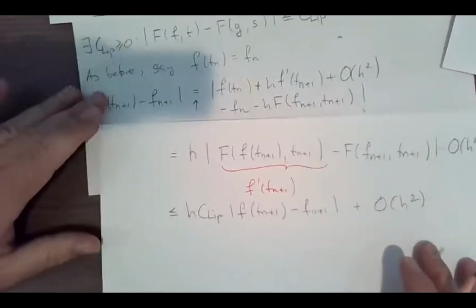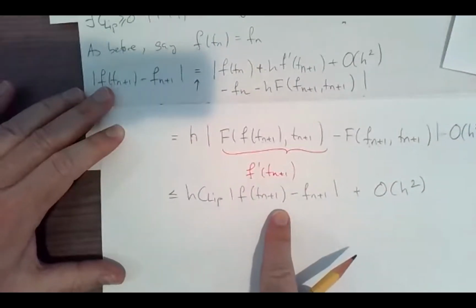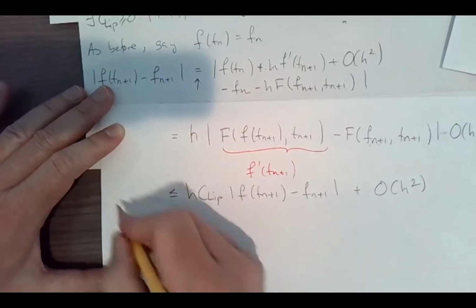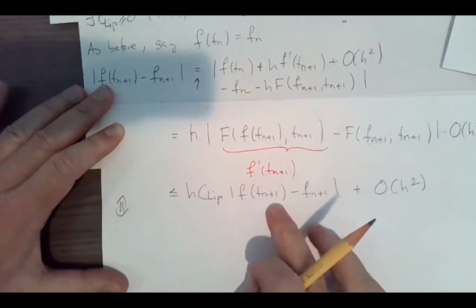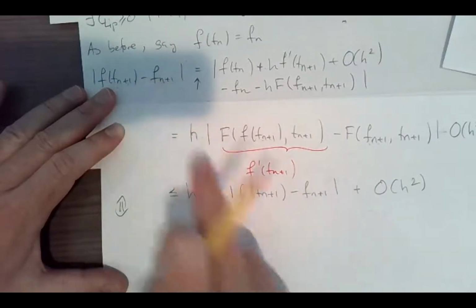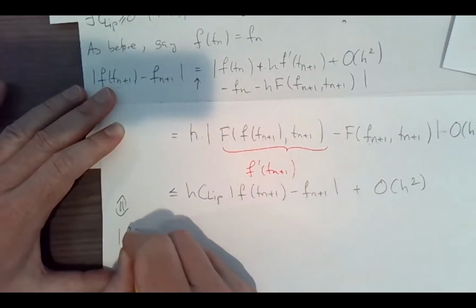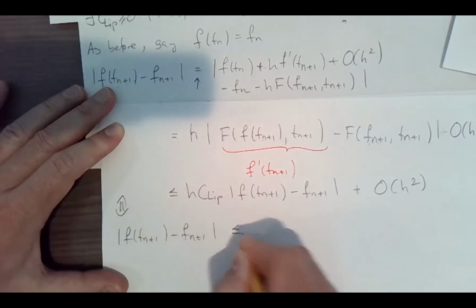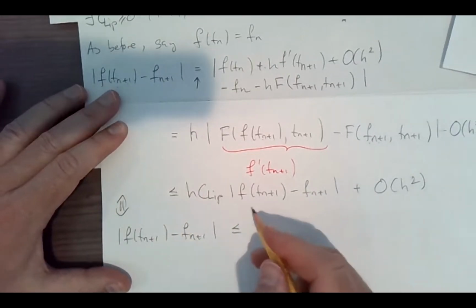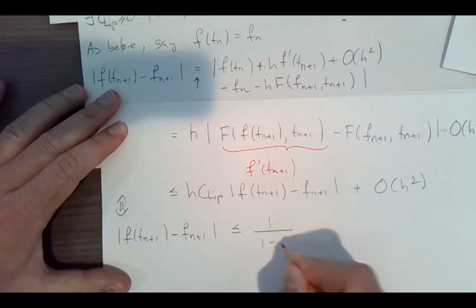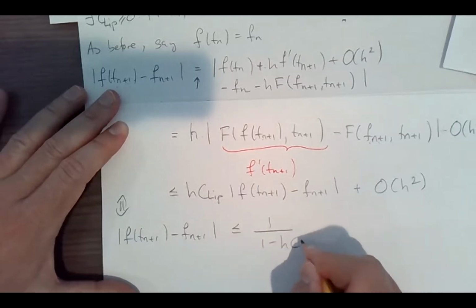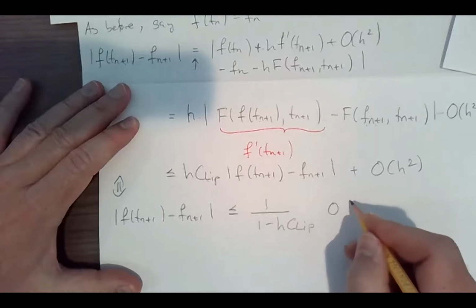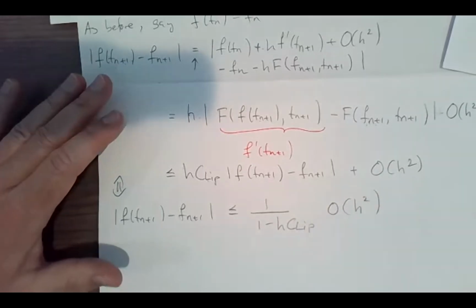Okay, so combine now the two sides. What will I have? If I combine, I have the same term on the right hand side as I have on the left hand side. I'll get here that the absolute value of f(t_{n+1}) minus f_{n+1}, the approximation, will be bounded by, I move this to the other side and divide over 1 minus h, and then the Lipschitz coefficient times O of h squared.